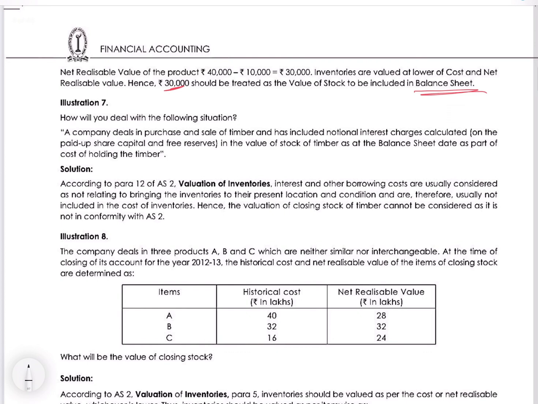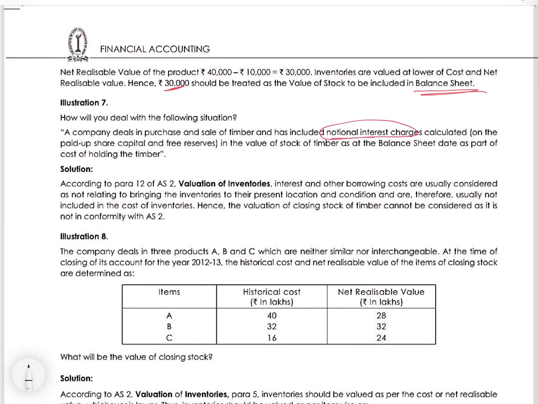How will you deal with the following situation? It's illustration 7. A company deals in purchase and sale of timber and has included notional interest charges calculated on the paid up share capital and free reserves in the value of stock of timber as at the balance sheet date as part of cost of holding the timber. So what has the company done? The company has included interest charges, that too notional.